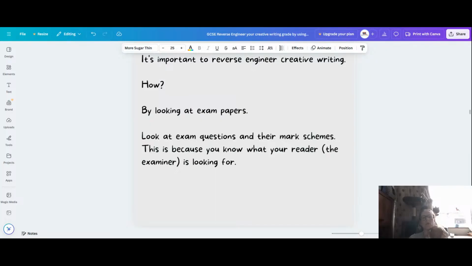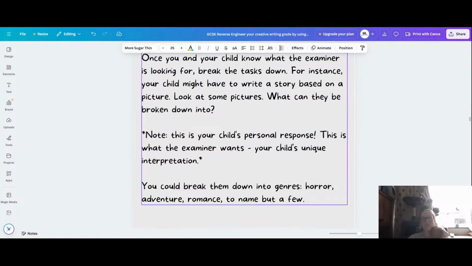You need to think about what you like to see, if you like watching films or TV shows, or you like to read yourself, or listen to music. Once you and your child know what the examiner is looking for, you can break their tasks down. For example, you might have to write a story based on a picture. So look at some pictures. What can they be broken down into? This is your child's personal response. This is what the examiner wants, your child's unique interpretation.